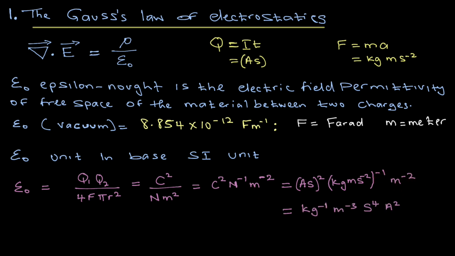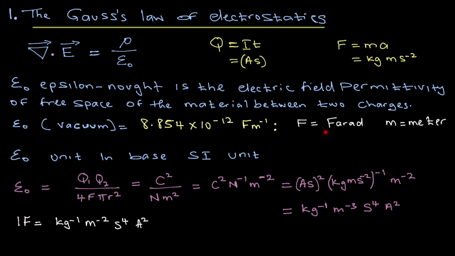And that can be written as kilogram to the power minus 1, and meter to the power minus 2 times minus 1 times that. This is 1 times minus 1 is minus 1. That's minus 3. Minus 1 times minus 2 is plus 2. Times another 2, that's 4. A squared, that's A squared. So that's the SI unit for epsilon.